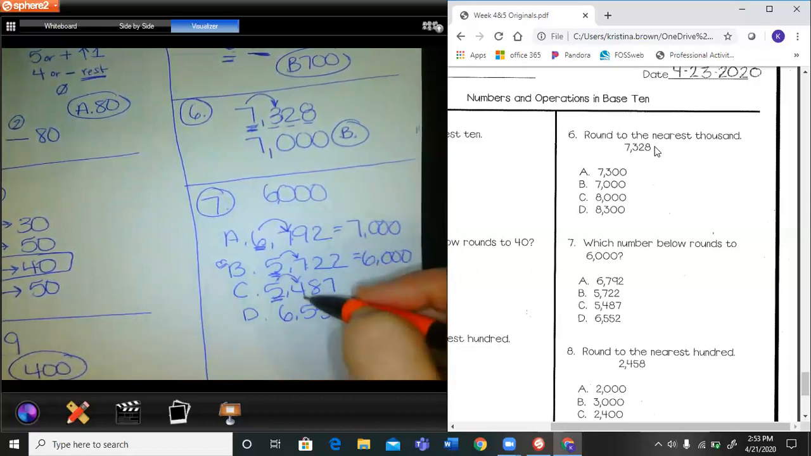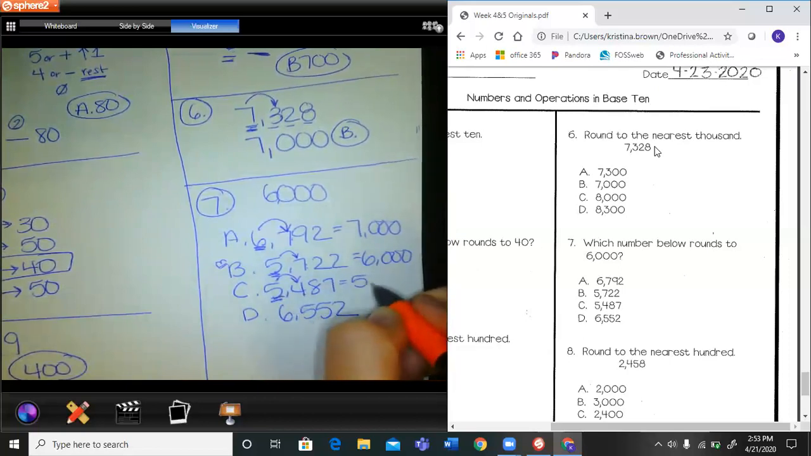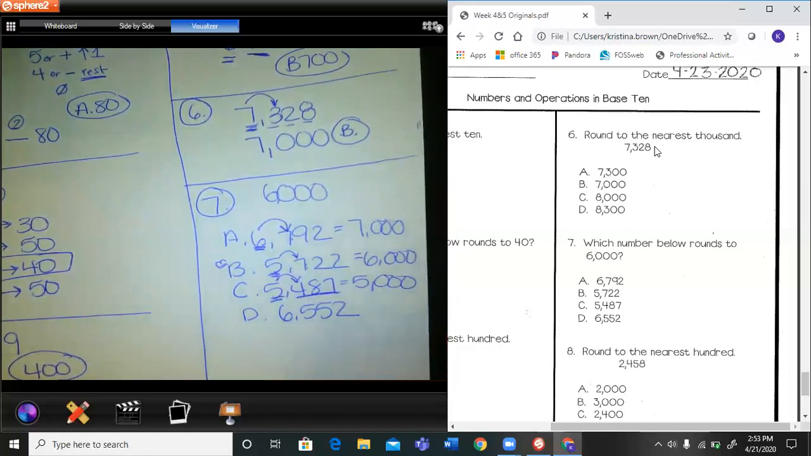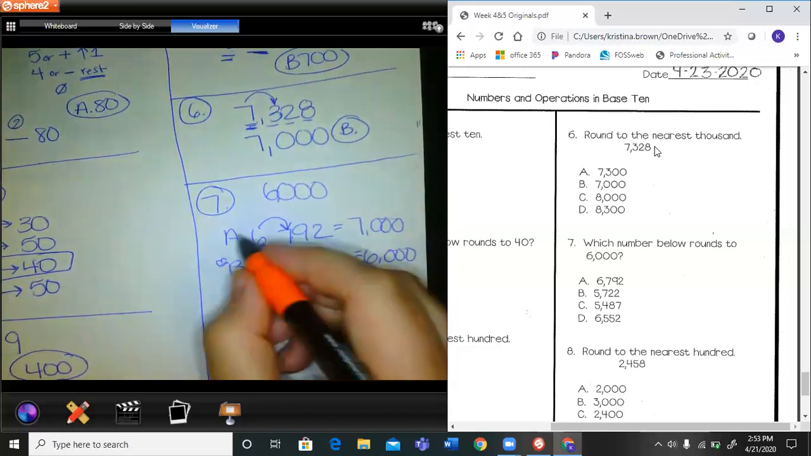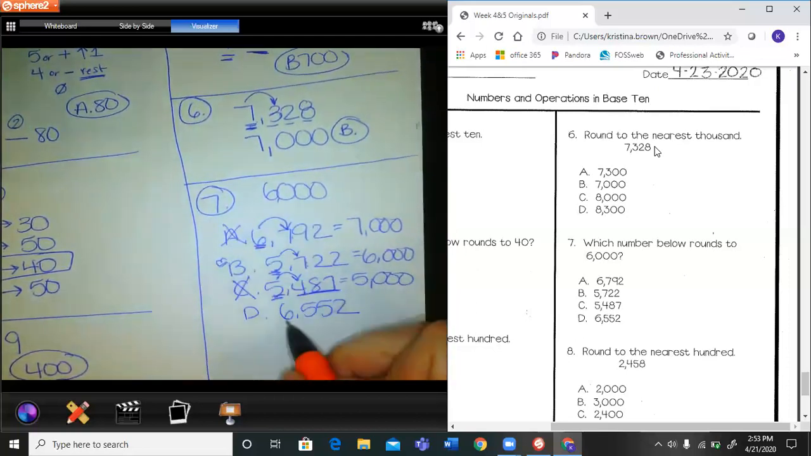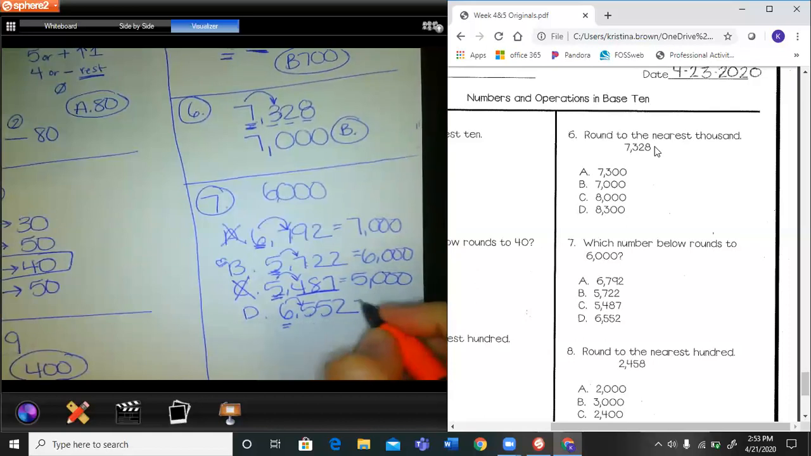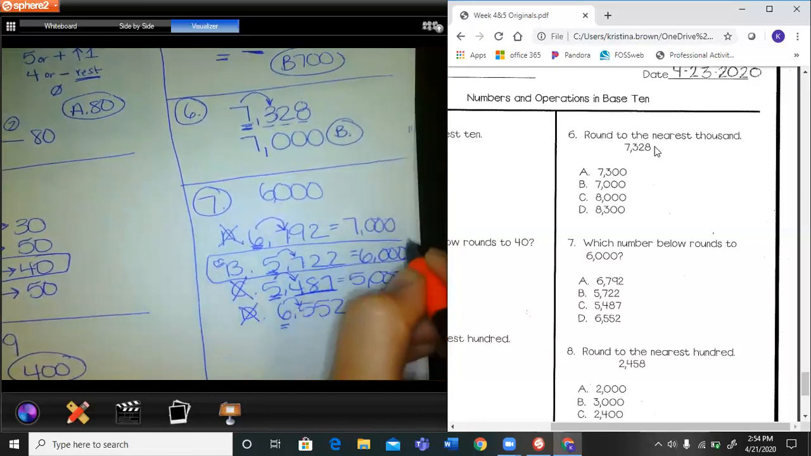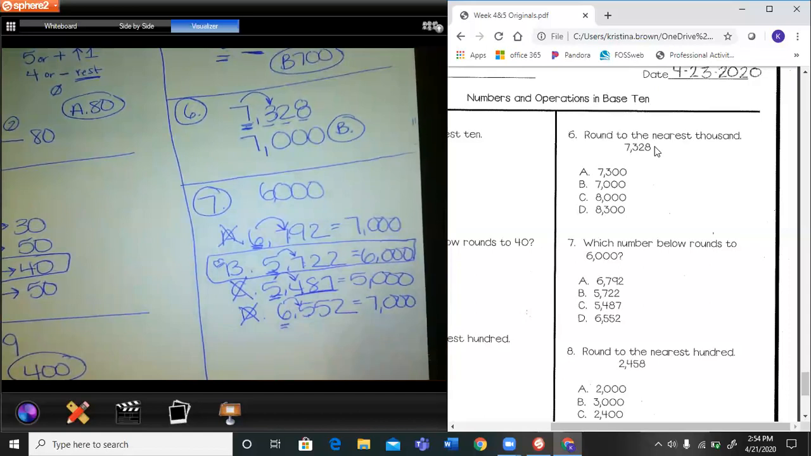Find my thousands place, look at my hundreds. I have 4 hundreds here, which means 4 or less, let it rest. This 5 stays the same. It's going to rest and stay the same. My 3 places to the right turn to 0, so that's going to round to 5,000. Here, 6,000. Looking at my hundreds place, 5 or more, raise the score. This one is going to go up to 7,000. So my answer should be B, 5,722.